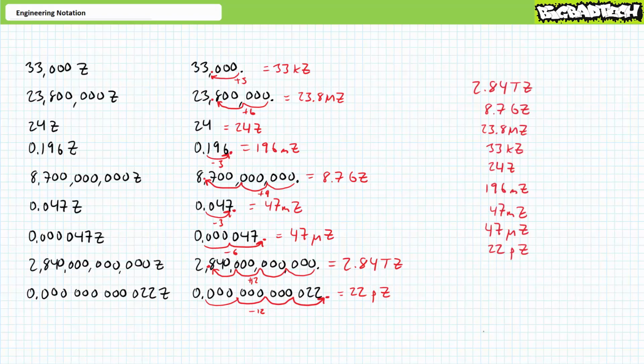2.84 terazoinks is the largest entry, followed by 8.7 gigazoinks, 23.8 megazoinks, 33 kilozoinks, 24 zoinks, 196 millizoinks, 47 millizoinks, 47 microzoinks, and finally the smallest entry, 22 picozoinks. There you have it. All of our original unwieldy numbers have now been placed in engineering format and arranged in a proper sequence befitting their magnitude.